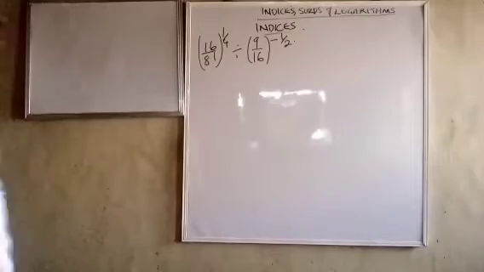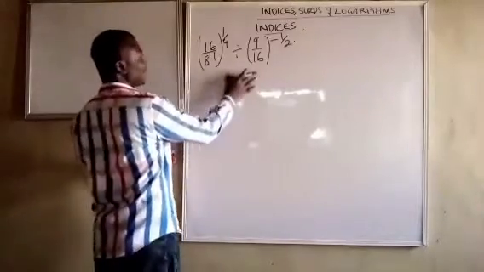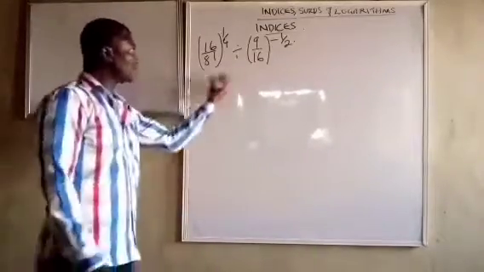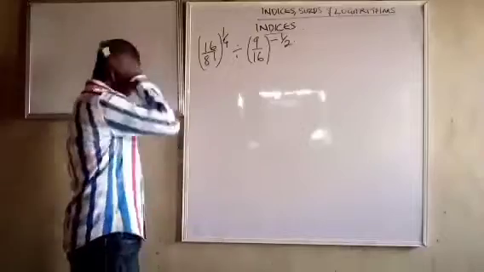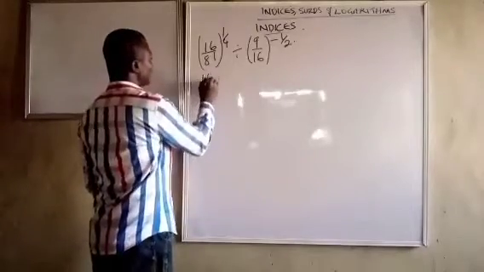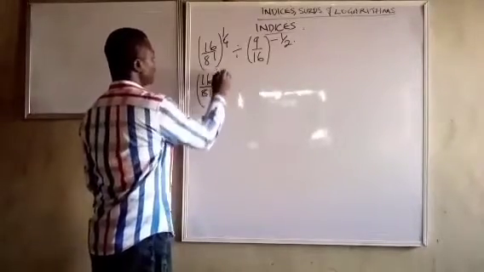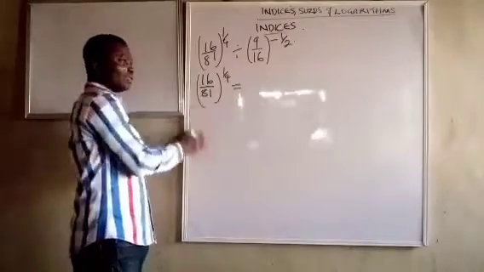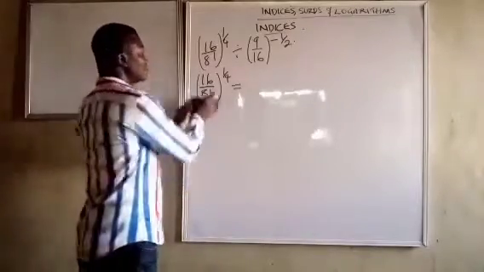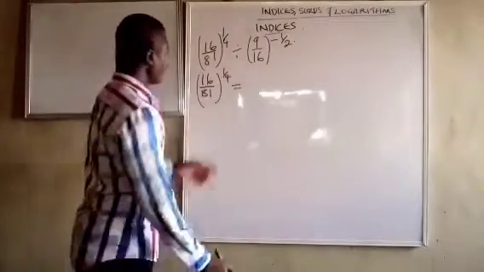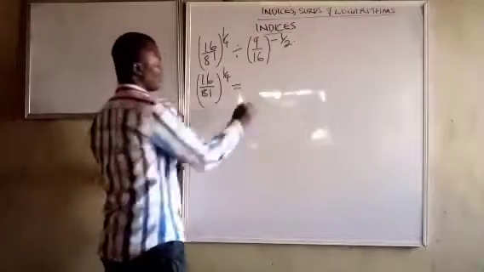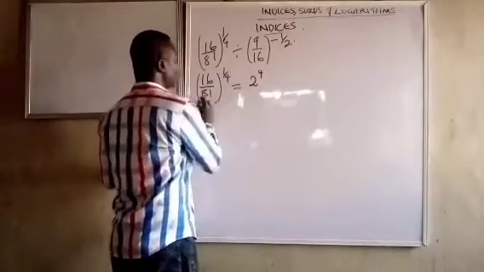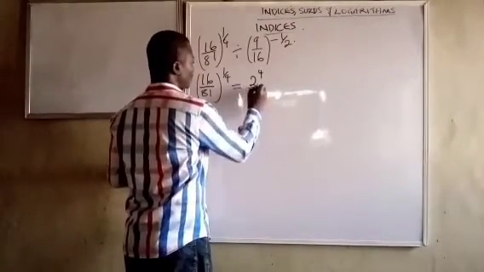Now let's look at this question. Please don't be intimidated by this if you are new to the topic. Just take it one by one. 16 over 81 raised to power 1 over 4. The first step is to break it down into factors. 16 is equal to 2 raised to power 4. 81 is equal to 3 raised to power 4.